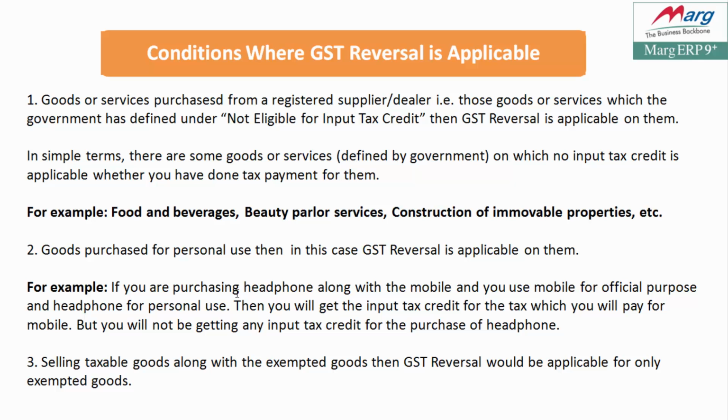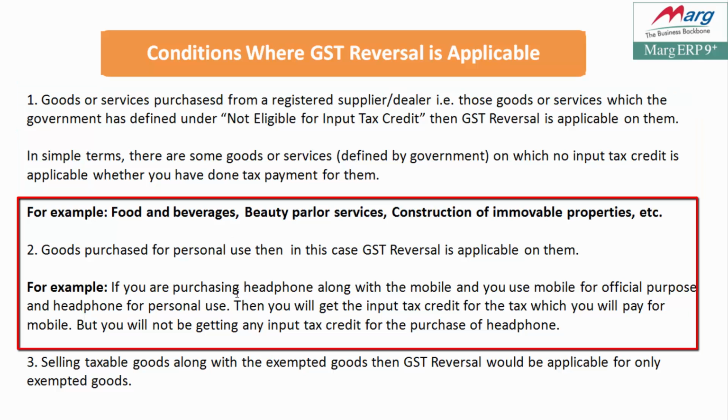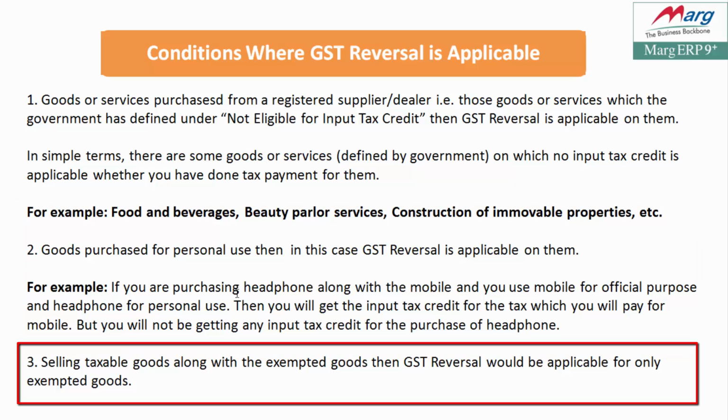Now let's discuss in detail what GST reversal is and in which cases GST reversal is applicable. If you purchase any goods or services which the government has defined as not eligible for input tax credit, then GST reversal is applicable on them. Second, if you are purchasing goods for your personal use, then GST reversal is applicable on them. Third, if you are selling taxable goods along with exempted goods, then GST reversal is applicable on exempted goods.